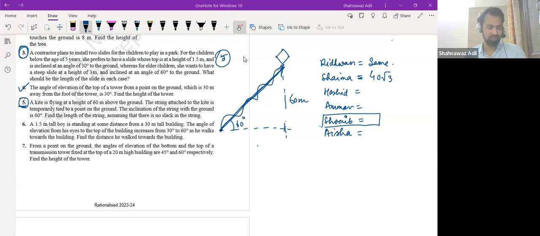What is the answer? Even I got 40√3. So I guess many people have got the same answer, right? Three people. Nah, it will be two. Sorry, let's write it as 40 root 3.